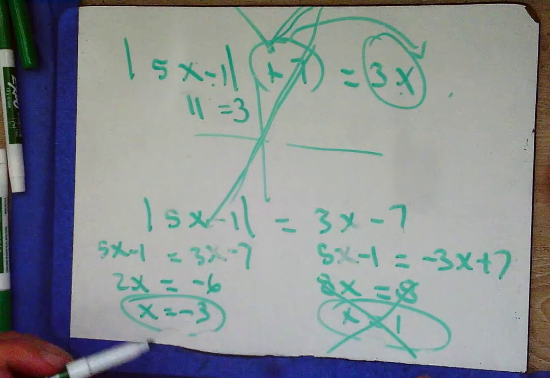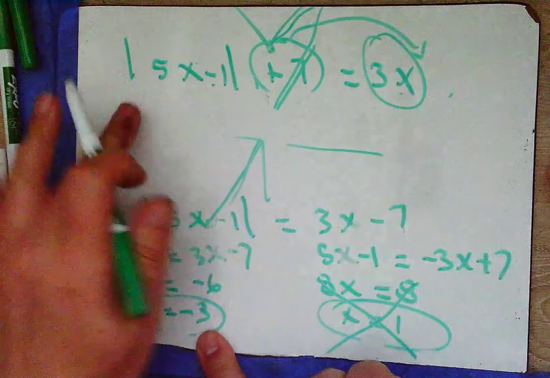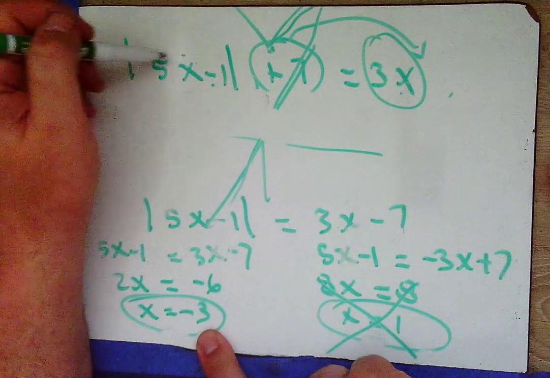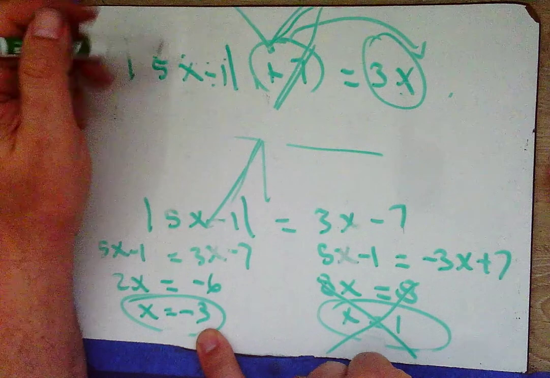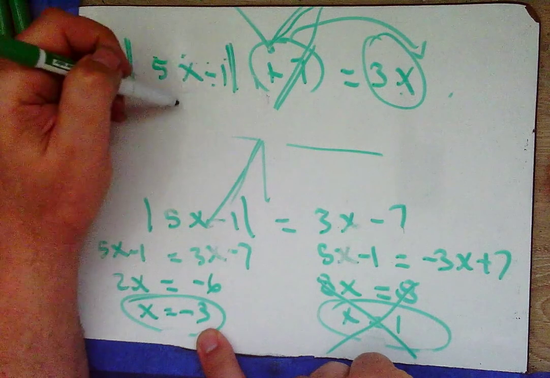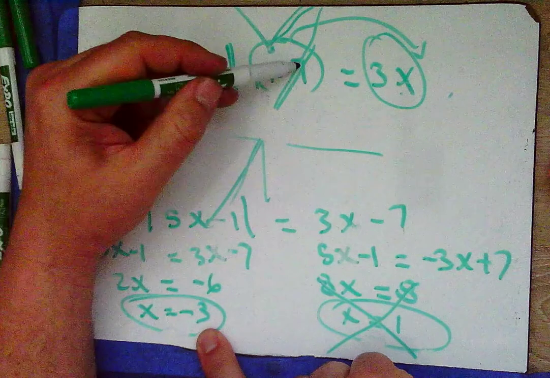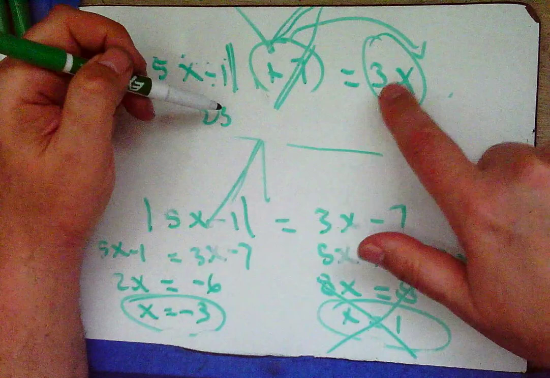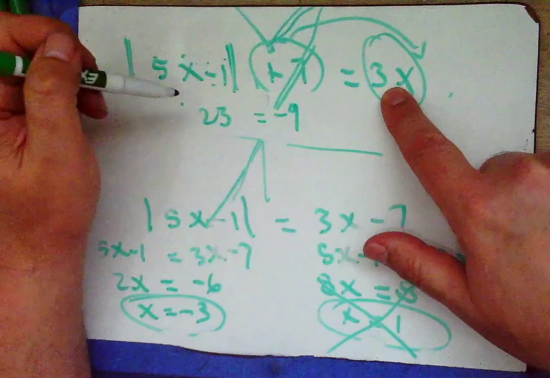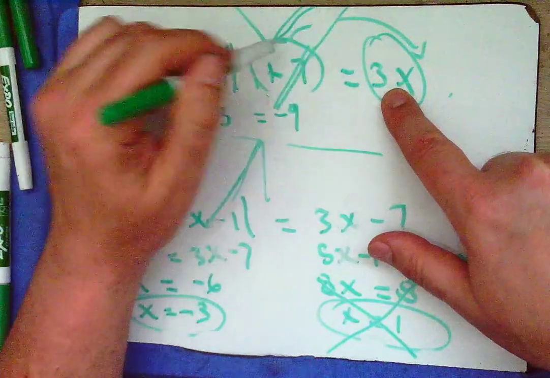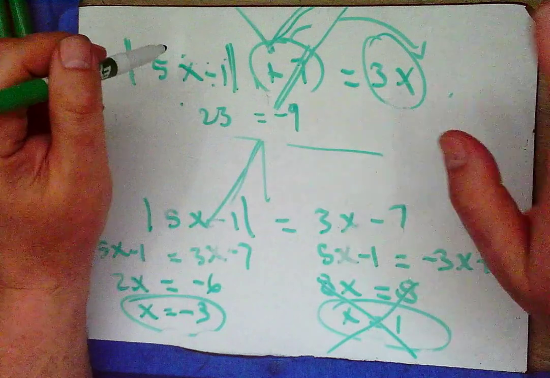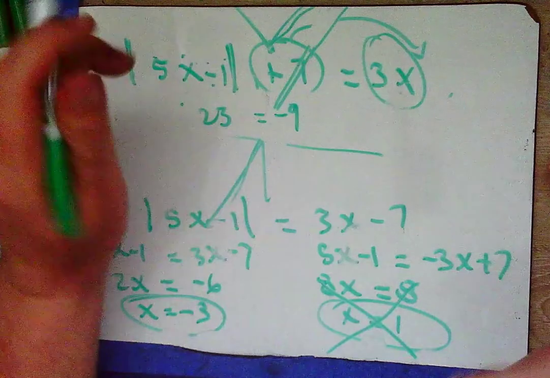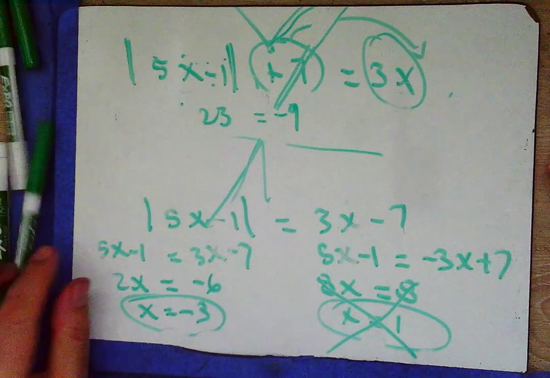That doesn't work. And if I plug in a negative 3, negative 3 times 5 is negative 15. Minus 1 is negative 16. The absolute value of negative 16 is 16. 16 plus 7, 23. Negative 3 times 3 is negative 9. Oh, I was right. They don't actually touch each other up there. Whoa. No solution. Okay, so gotta must check. And thinking about these things graphically can help.